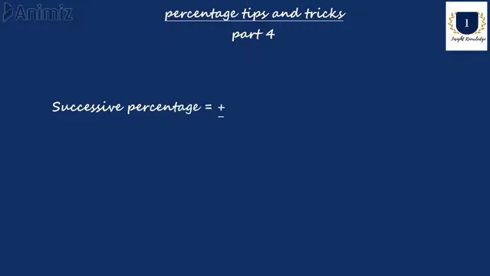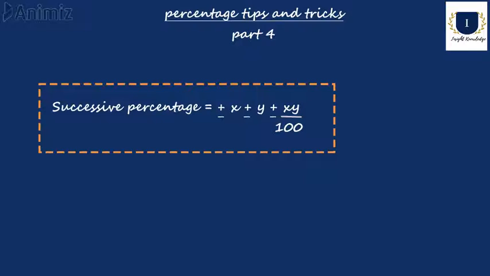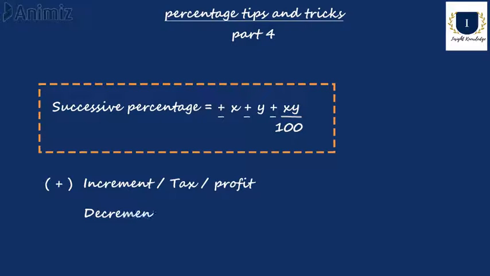Successive percentage is equal to plus or minus x plus or minus y plus or minus x into y divided by 100. Students, see, I have written both the signs plus and minus, and I have also said where you have to use the positive sign and where we have to use the negative sign. If there is an increment in salary, if there is a tax, if there is a profit, you have to use the positive sign. And if in a problem they have given decrement in salary or decrement in some numbers, or some discount, or if there is a loss, you have to use the negative sign, right? We will see all these clearly with some examples.